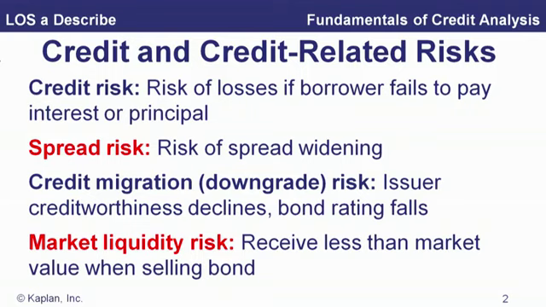And market liquidity risk, I've mentioned to you a few times in combination with credit risk. That's the risk that you receive less than the market value when selling the bond. If it's not actively traded in significant quantities, then when you go to sell it, you're going to move the market and it'll move to your detriment. If you're buying, it'll move higher, and if you're selling, it'll move lower. And so that's what we refer to as liquidity risk there.